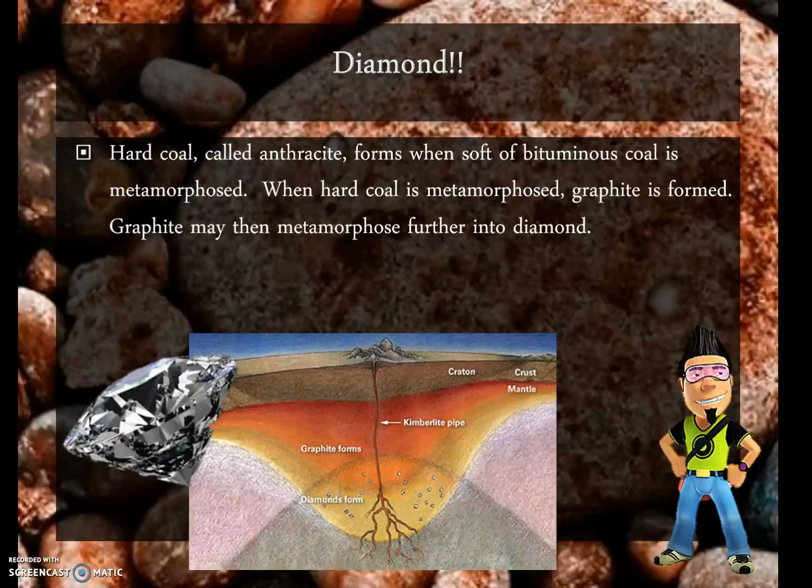One of the most famous metamorphic rocks is diamond. Diamond actually forms from coal, a type of hard coal called anthracite, which forms when the soft bituminous coal metamorphosizes. When hard coal is metamorphosized, graphite is formed. Graphite may then even further metamorphosize into diamond. So with coal, the more heat and pressure it undergoes, the deeper it gets into the earth, the more likely it is that diamond will form.